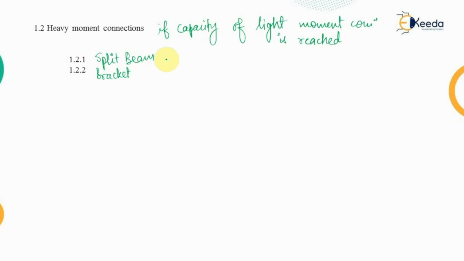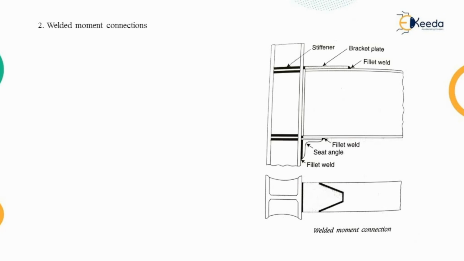What these types of connections are, we'll be seeing in the upcoming lectures, but for the introductory part, just remember that the heavy moment connections are further classified into two, that is the split beam connection and the bracket connection. Now the next type of moment connection is the welded moment connection. If the type of connection that is being provided is in the form of welding, then that type of moment connection is known as the welded moment connection.